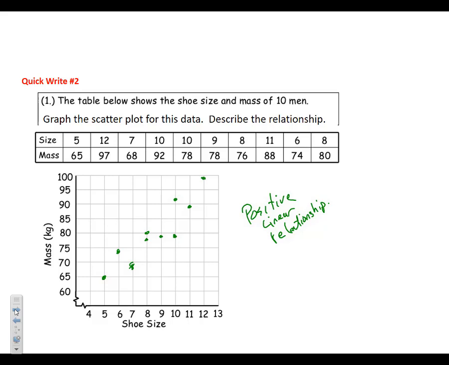So I'm sure you're back by now, and of course there you go. The answers are given, describing the relationship: as the shoe size increases, the mass of the men increases on typical average. So it's a positive linear relationship.